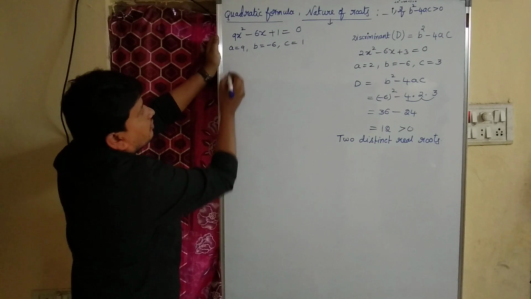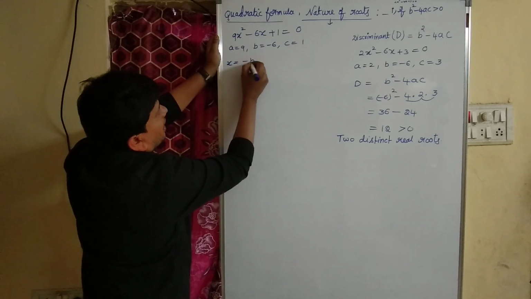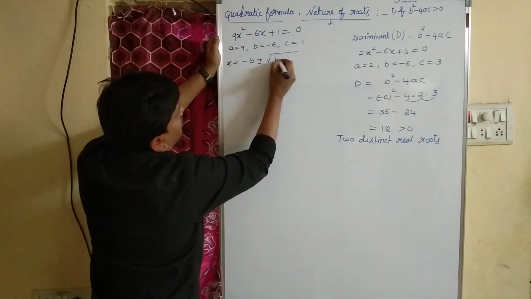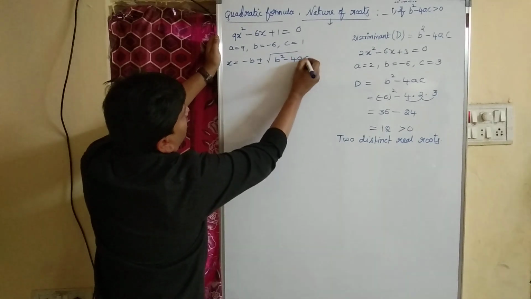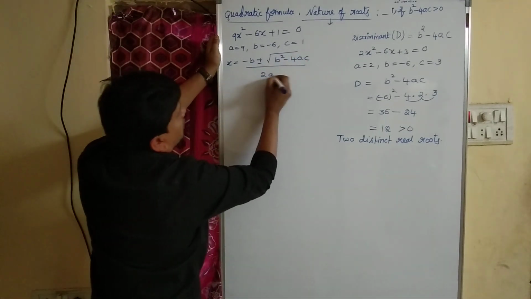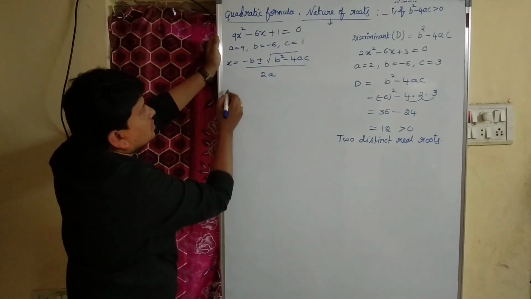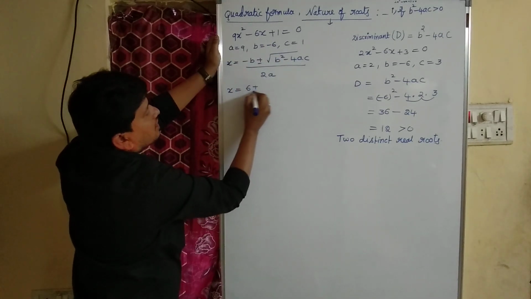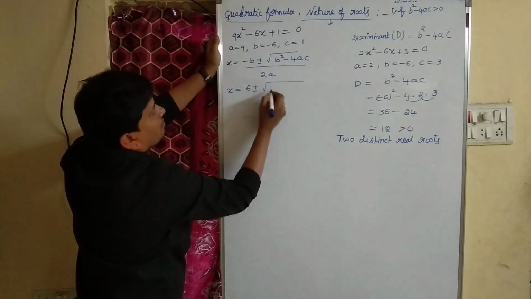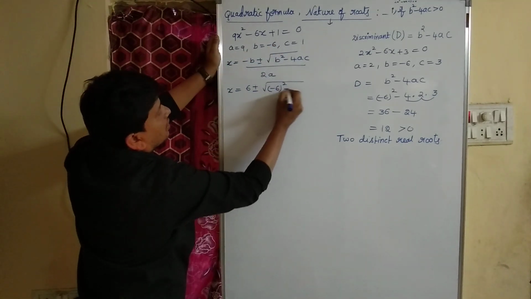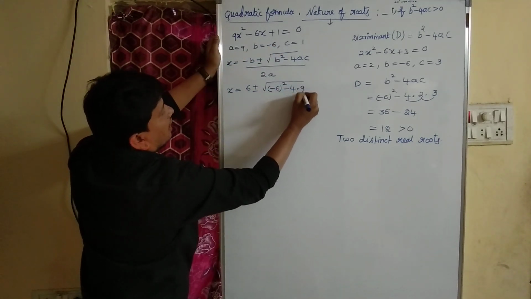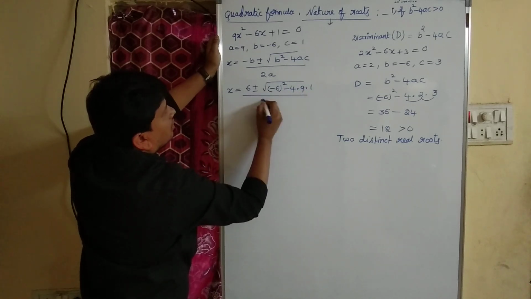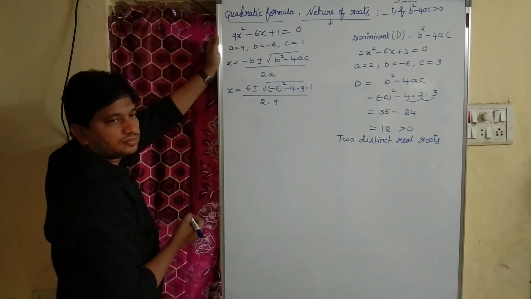Okay children, we have the formula x equal to minus b plus or minus root over b square minus 4ac by 2a. So x equal to minus b value, minus 6, minus into minus, plus or minus root over b square, that means minus 6 whole square, minus 4 into a value 9, c value 1, by 2 into 9.